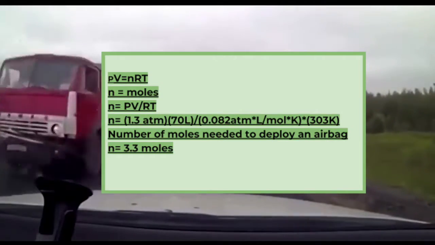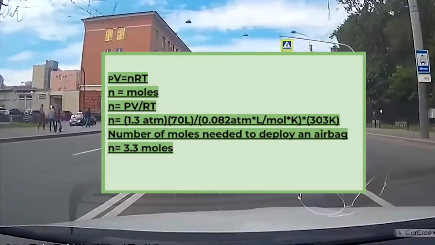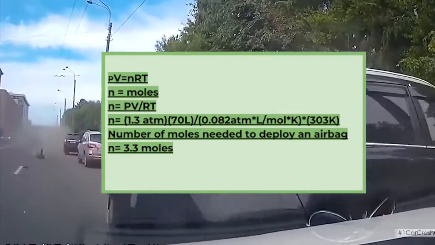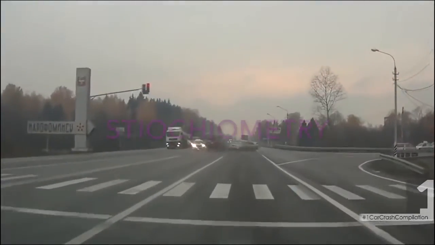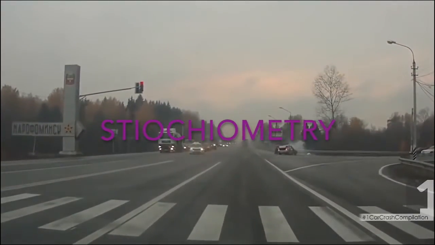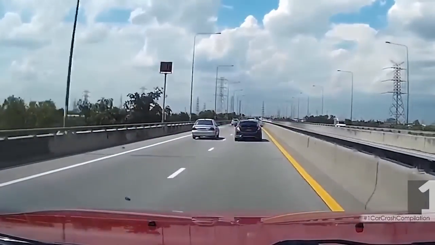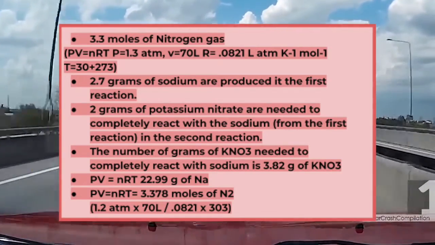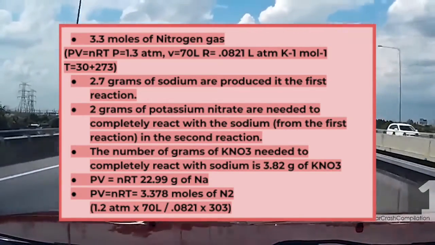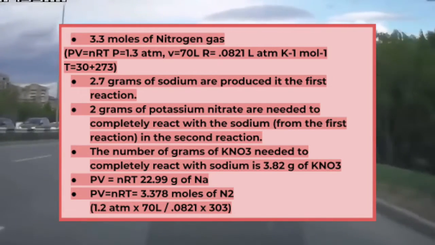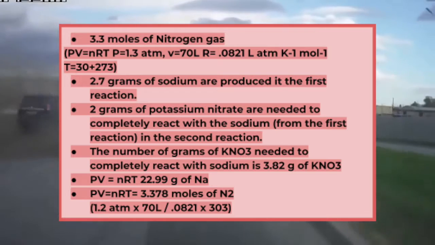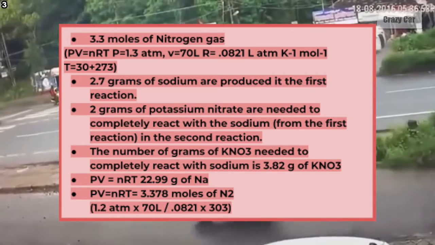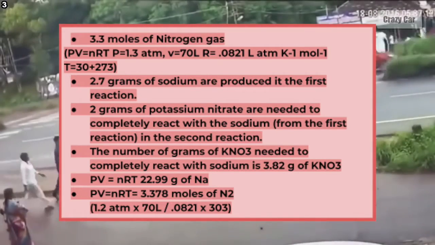When you solve for quantity of moles, you get that you need 3.2 moles of nitrogen gas for the 70-liter airbag. Sodium azide, potassium nitrate, and silicon oxide are the initial reactants packed into the airbag module. 3.3 moles of sodium azide must be packed into the airbag module for the airbag to inflate. The decomposition of the sodium azide yields 3.3 moles of nitrogen gas.